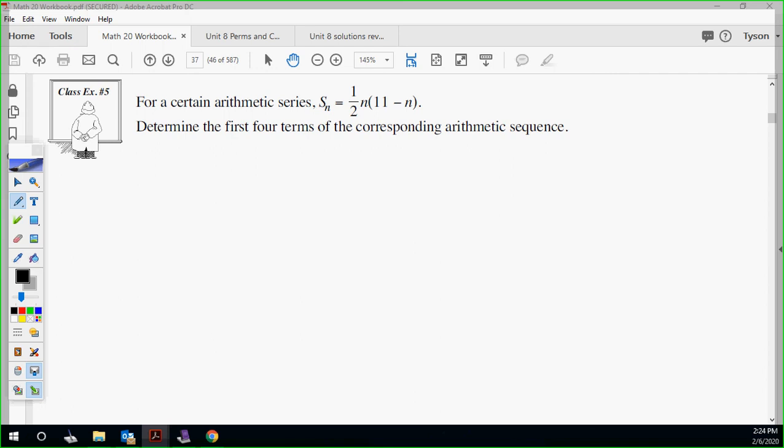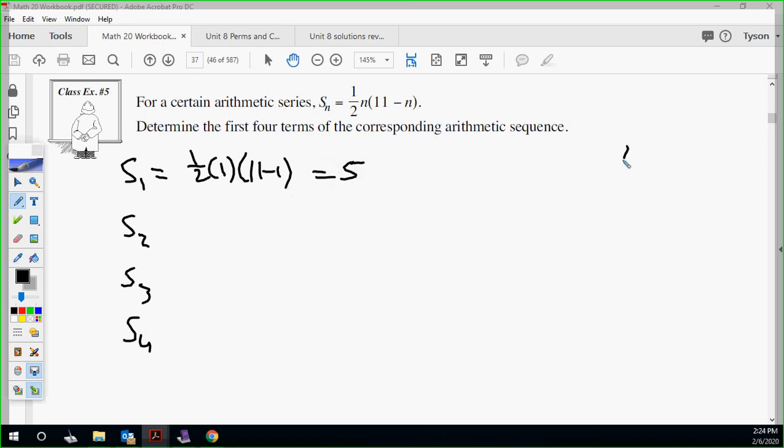Yeah, Jade? Right. Correct. So we're going to put, because remember, n, we're going to make s of 1, s of 2, s of 3, s of 4, right? And then once we get these totals, we're going to subtract the previous to get the terms. And just do that. Okay? So here we go. Put 1 in. So we get s of 1, 1/2 times 1 times 11 minus 1. So that gets me 10. Half of 10 is 5.